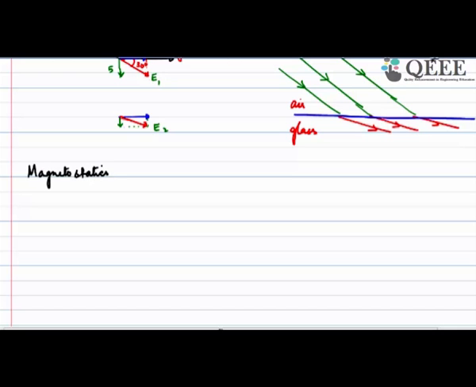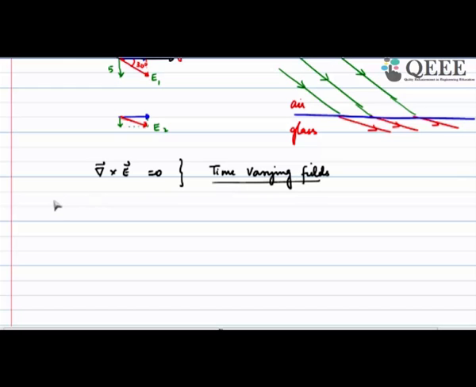Oh, before even we go to magnetostatics, we need to modify this curl of E equal to 0. We need to modify it for time varying fields. When I say time varying fields, it means that the electric field and magnetic field are varying as a function of time.